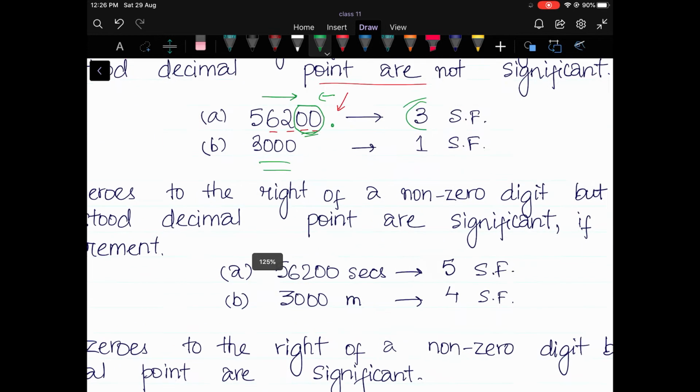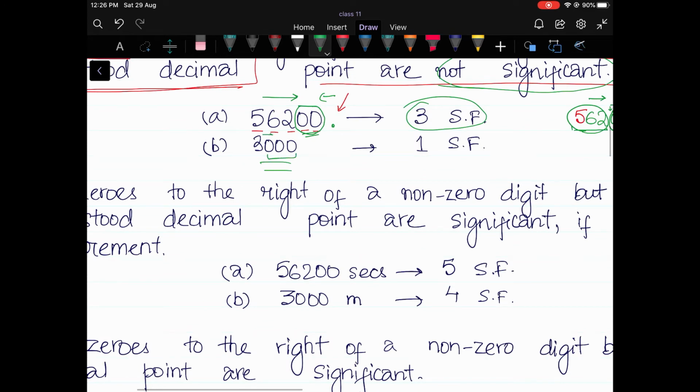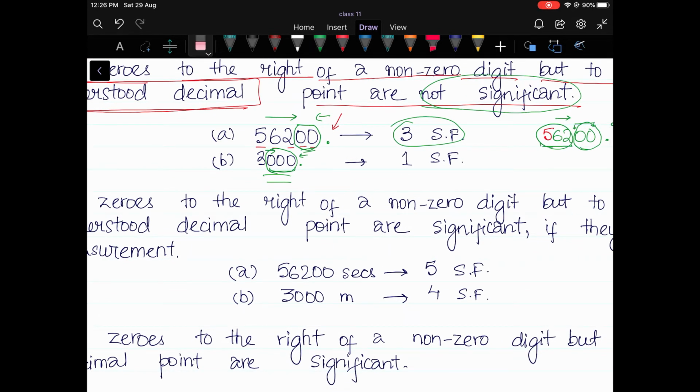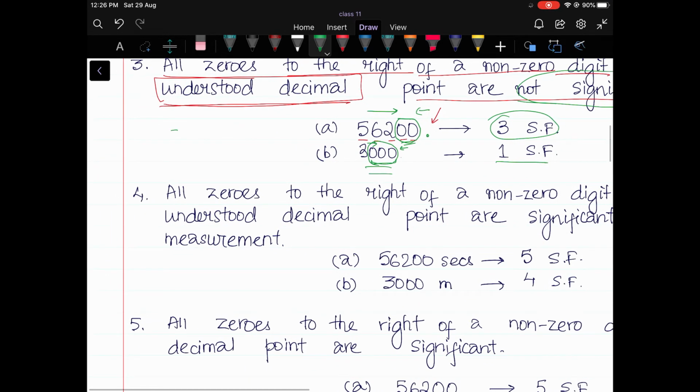In this next example, you can see these 3 zeros are to the right of this 3, that is a non-zero digit. Then the understood decimal is somewhere here, and these zeros are to the left of that. That means all these zeros should not be counted as significant. So in this example, we have only 1 significant figure. That's why even if I write 5000, you can understand now, this number has only 1 significant figure. If I write 35,000, 2 significant figures, 3 and 5, and these zeros are not counted.